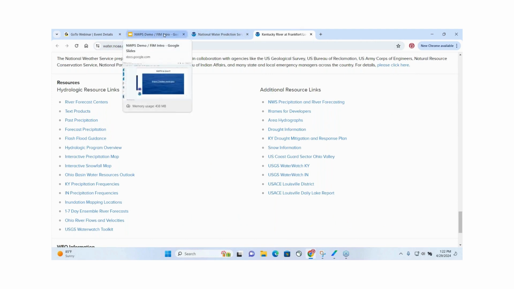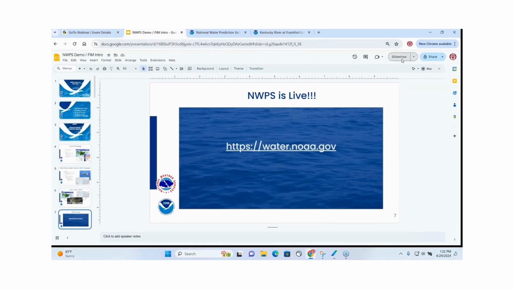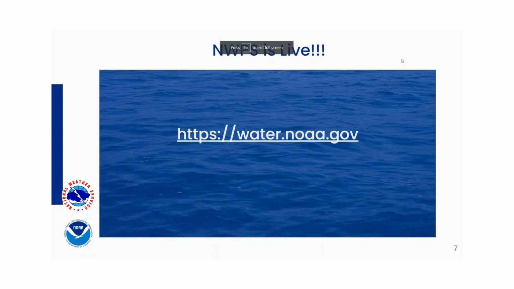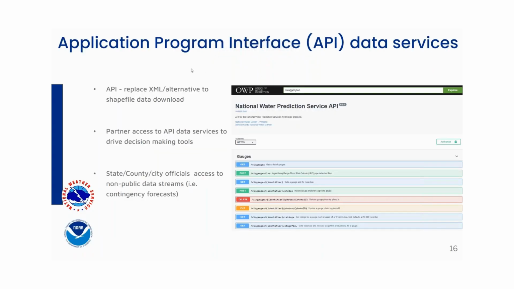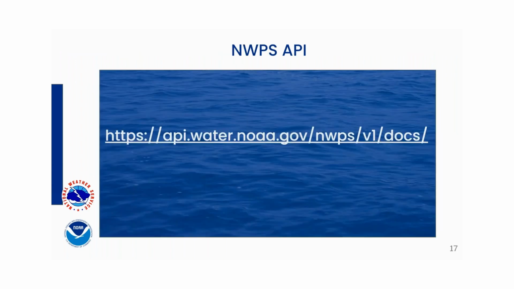So that is the end of the demo there. In addition to our new web page, we do have the new application program interface, or the API data services, to go with it. And that replaces our old XML and shapefile data download that we had on the old web pages. So if you're a programmer out there and you used those features previously, we have these new API data services that you can dive into and use in your program or on your website, or however you digest those.